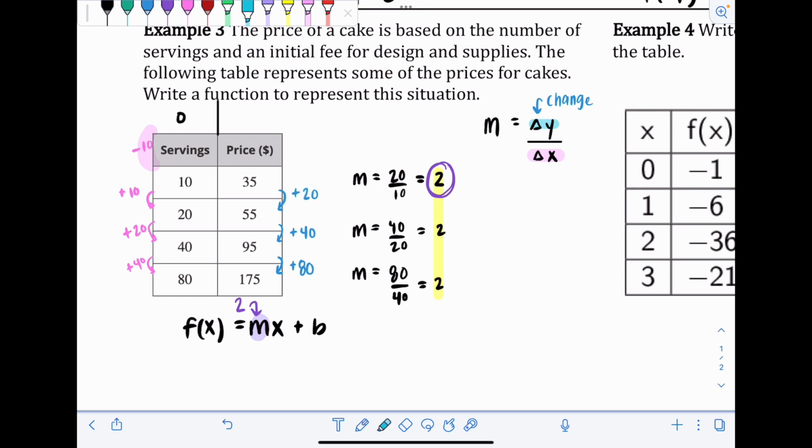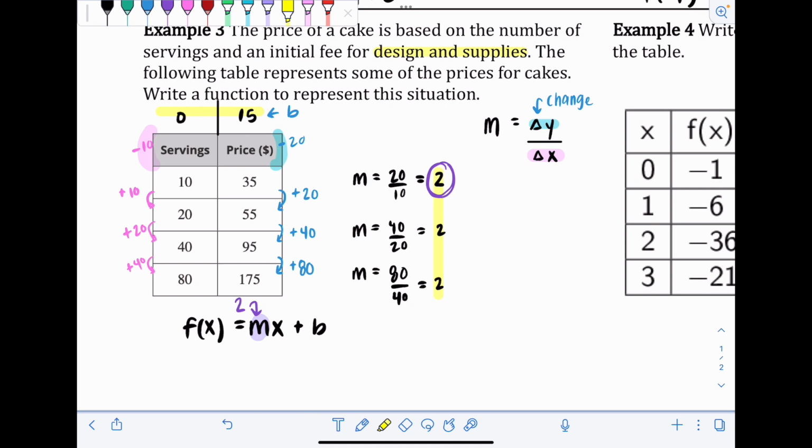And then I would have to do this part backwards too. So instead of adding 20, I would subtract 20. So I'd do minus 20. So 35 minus 20 would be 15. So this number right here is going to be my b. That's whatever they are charging just for the design and the supplies. It doesn't have anything to do with the serving size.